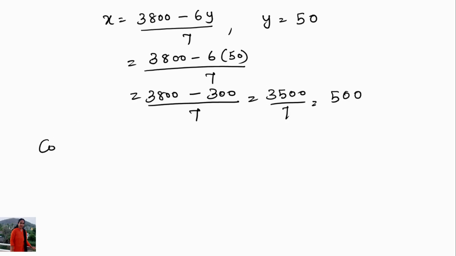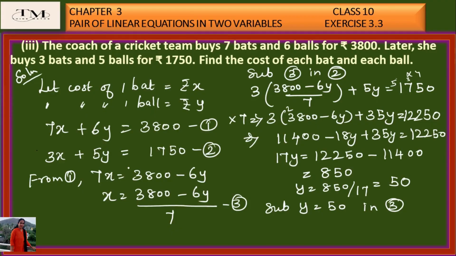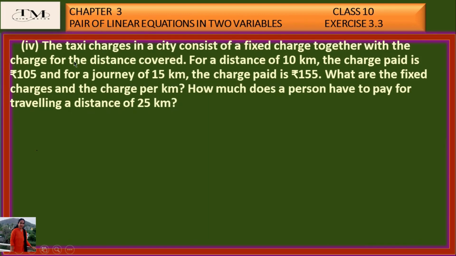This means cost of one bat, which is x, equal to rupees 500. In the same way, cost of one ball, it is nothing but y, is equal to rupees 50. So this is the solution. Okay, I hope you can understand. So let me go to the next problem. Fourth one, which is also an important problem.